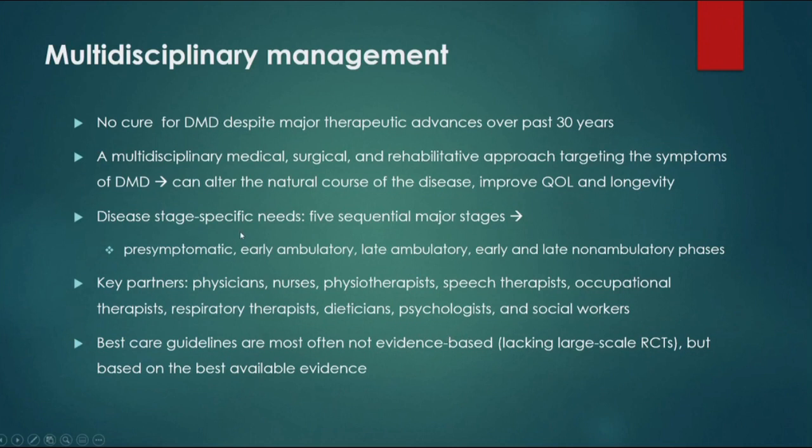The disease stage has been classified into pre-symptomatic, early ambulatory, late ambulatory, and early and late non-ambulatory phases, and guidelines have been published on what we have to monitor and how we are going to manage in each of the different stages of the disease. It's worth mentioning that the best care guidelines are most often not evidence-based because of lacking randomized controlled trials, but they are based on the best available evidence.